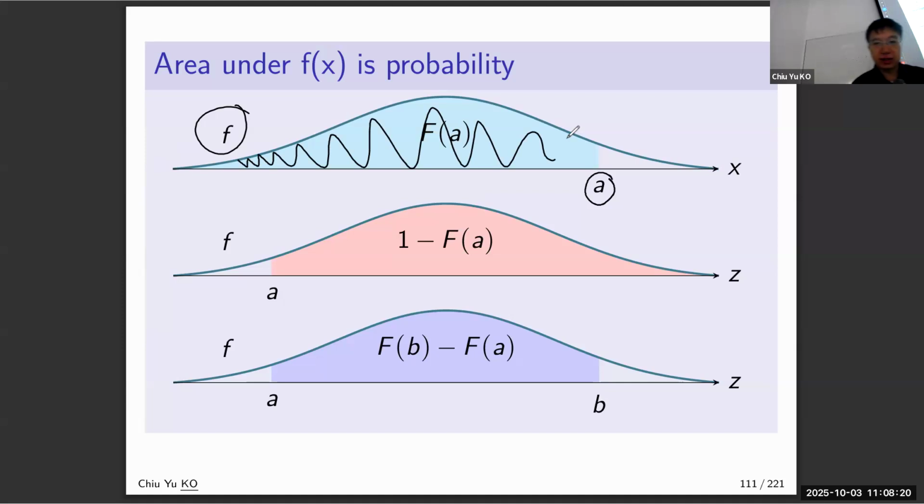And if you go to the right-hand side from A, it's 1 minus F of A, because that's the probability that the random variable is more than or equal to A. And if you look at f, the area between A and B is the probability between A and B. So that's f.